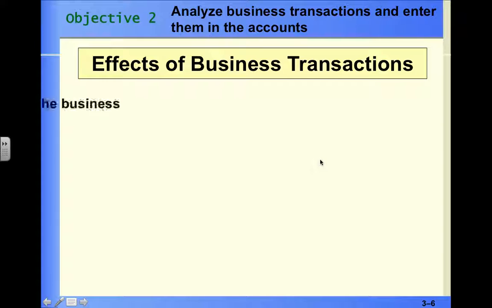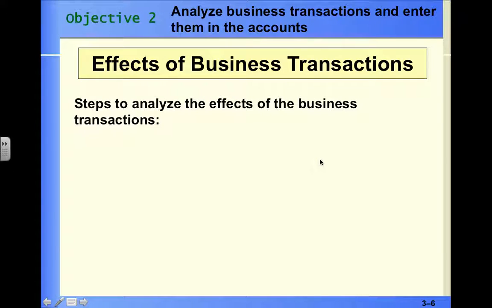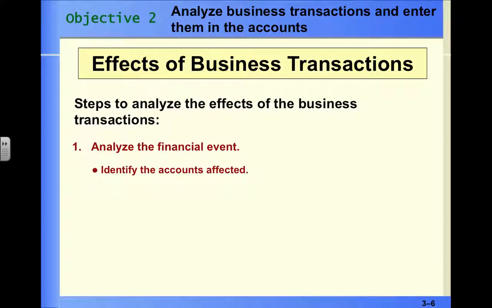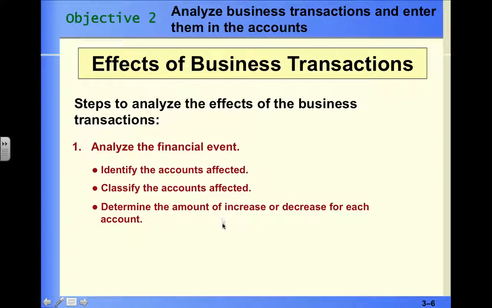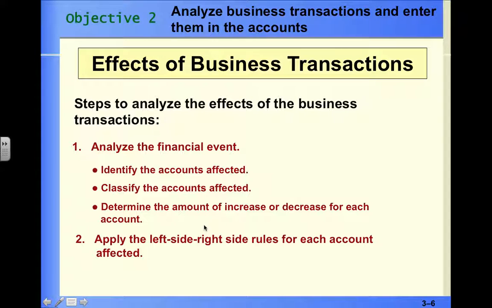So let's see how this works. The transactions are going to stay the same, and we're going to analyze them like we always did. But instead of saying plus and minus, we're going to identify the accounts that are affected, like we did in the past. We're going to classify them as assets, liabilities, or owner's equity. We can determine the increased side for each account, apply the left and right side rules, and make the entry in the T account.